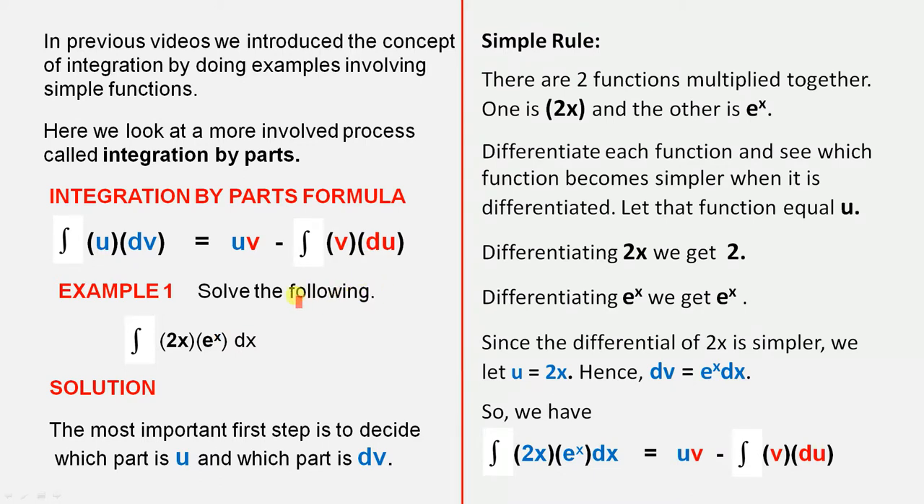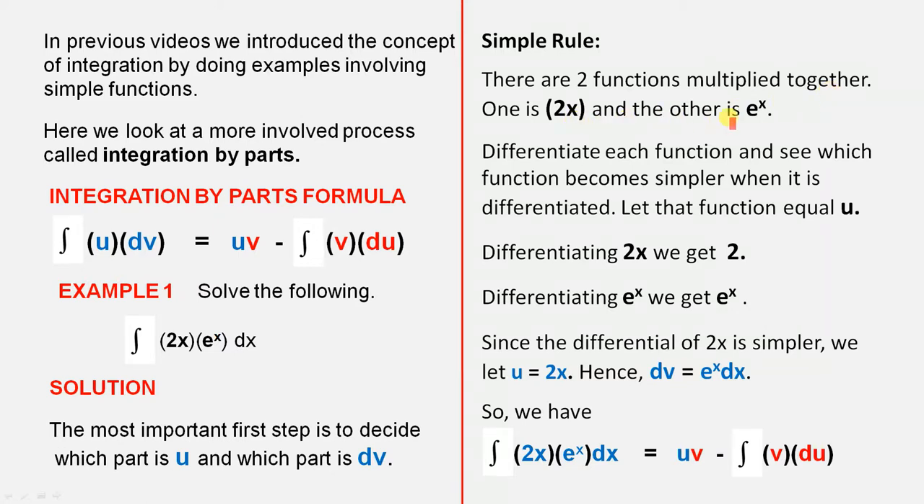First example, we're asked to solve the following. The integral of 2x e to the x dx. The solution. The most important first step is to decide which part is u and which part is dv. So that's what we have to solve. We know that one of them has to be u and one of them has to be dv, but we're not sure. So here is a simple rule to help you decide which one is u and which one is dv. There are two functions multiplied together.